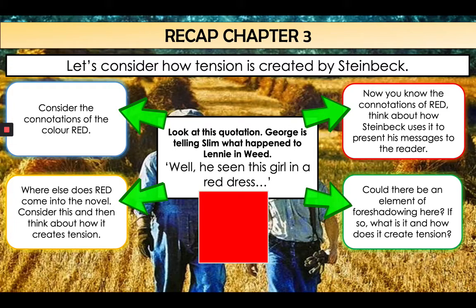And the last point, could there be an element of foreshadowing here? So foreshadowing is a narrative device where we get a hint of what's going to come. So do we think that what happened to the girl in Weed is somehow foreshadowing something that's going to happen later on in the novel? Have a think, maybe make a prediction, and as you read on over the next few weeks, you can see if you are correct or not.